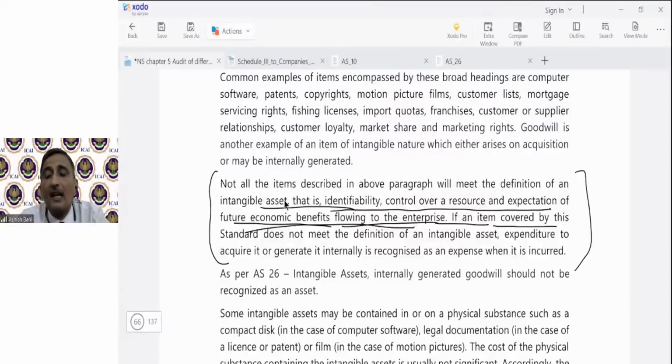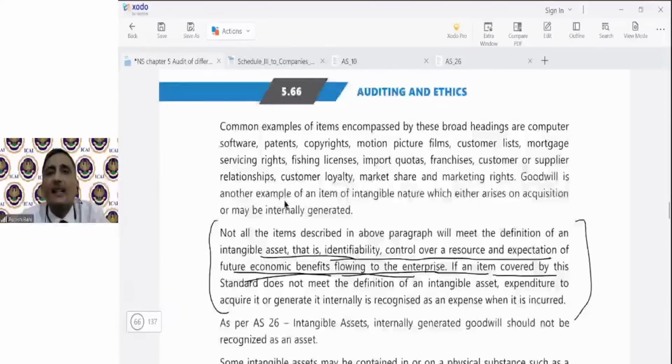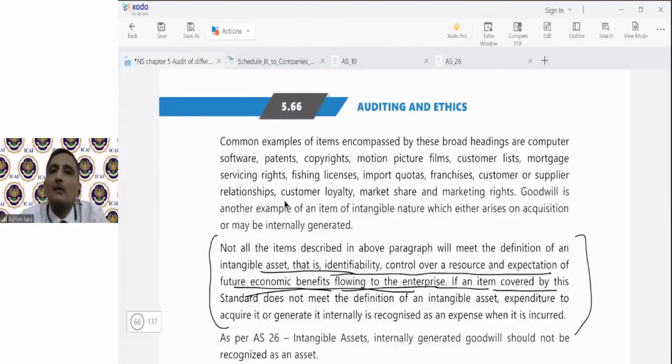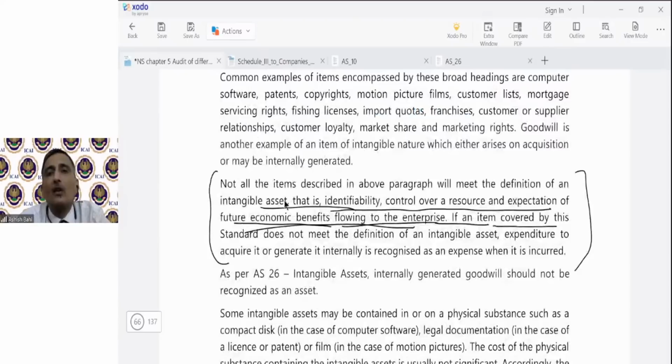Yes, Suman Goel, you are right. As I have told you, the second part of the definition of intangible asset is similar to PPE. If you remember some things in auditing, then obviously many derivative things would automatically follow. This I have been telling you right from the very beginning.